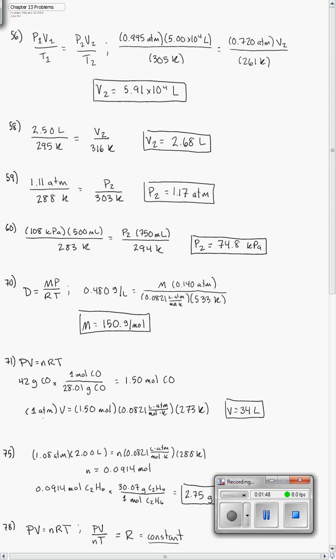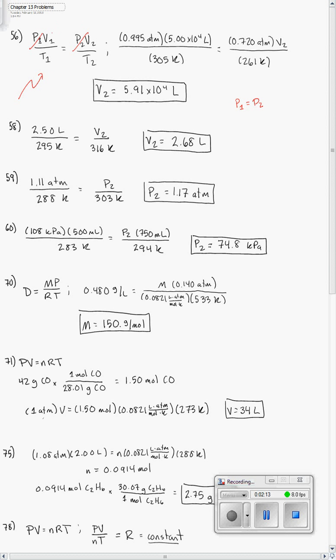Problem number 58 involves there being a constant pressure. Okay, whenever you have the constant pressure, it's a Charles's law problem, because what we can do here basically is say that P1 equals P2. So that means if we look back at our combined gas law, we can cancel out our pressures. That'll leave us with V1 over T1 equals V2 over T2.